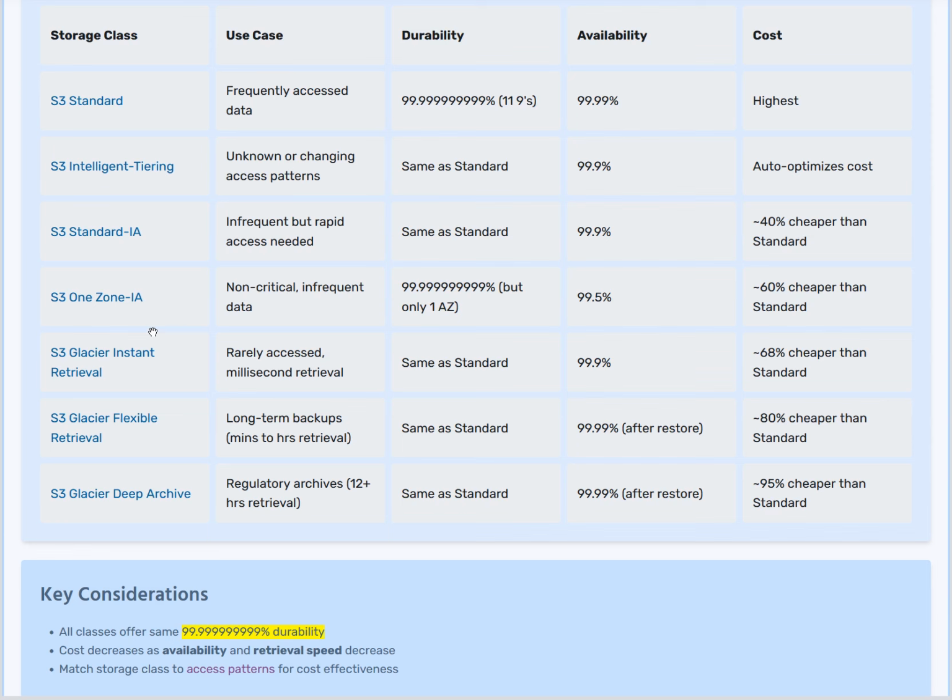And then you have Glacier Deep Archive, for regulatory archives with 12-plus hours retrieval, so it takes a while. If you want to access it, you have to wait more than 12 hours. The durability is the same, and it's nearly 95% cheaper than Standard.